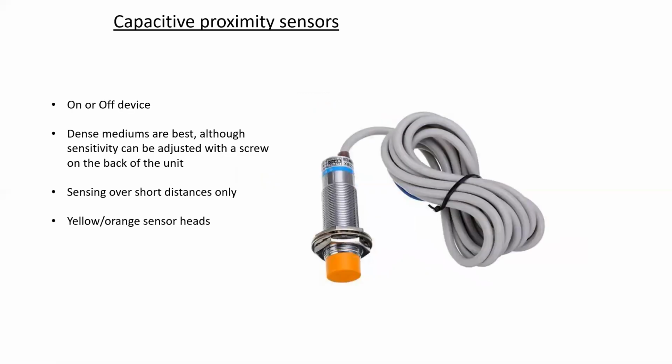Capacitive proximity sensors are one of the two most common that we see out in industry. They're an on or off device. Medium density objects work best, and they are an adjustable device. Usually you can tell that it's capacitive by it having a yellow or orange sensing head. What's unique about a capacitive proximity sensor is that it's really just triggered by the density of the object it's sensing. So it has nothing to do with it being metal or water or dirt or any of that. It's simply how dense the object is.